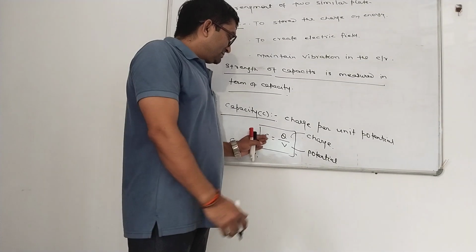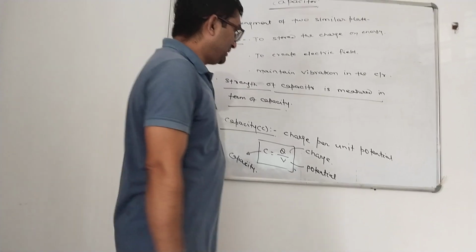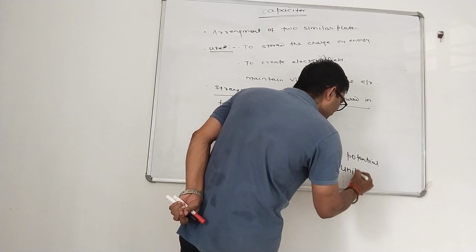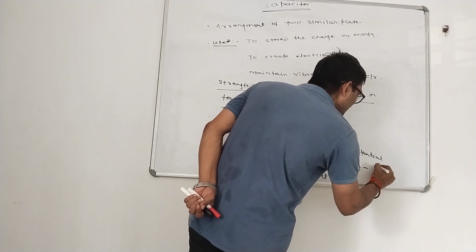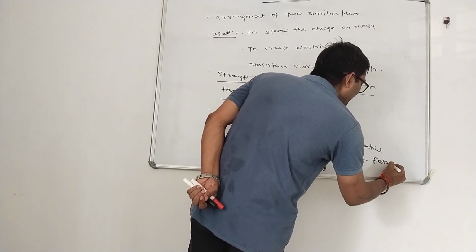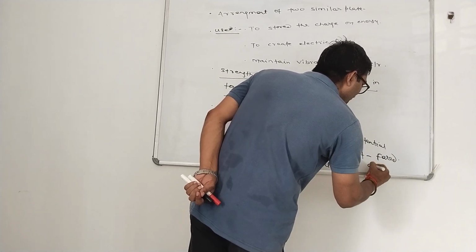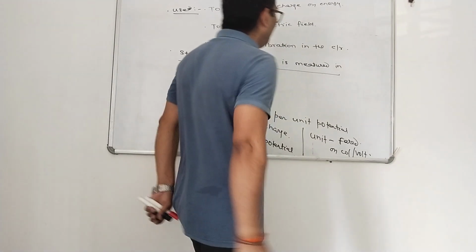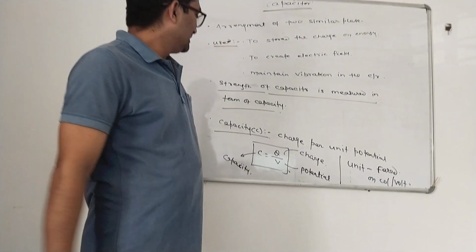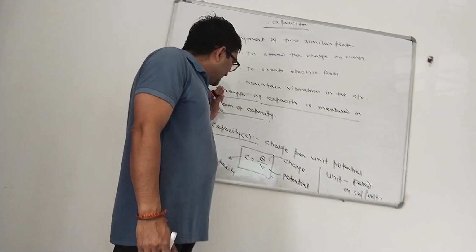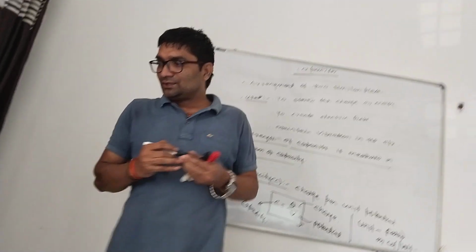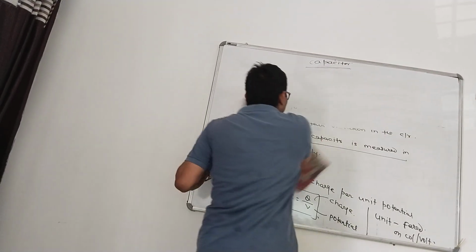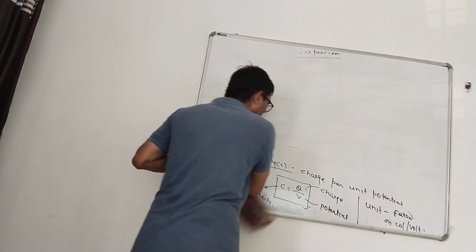Now the unit of capacity is farad. Their unit is farad or coulomb per volt. Now I will analyze the capacity. So basically capacity is charge per unit potential.